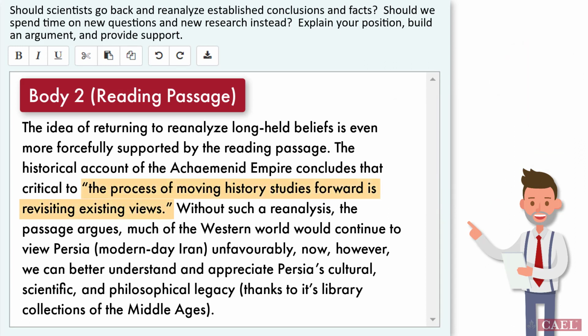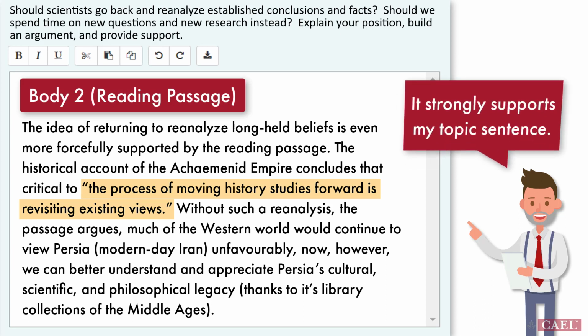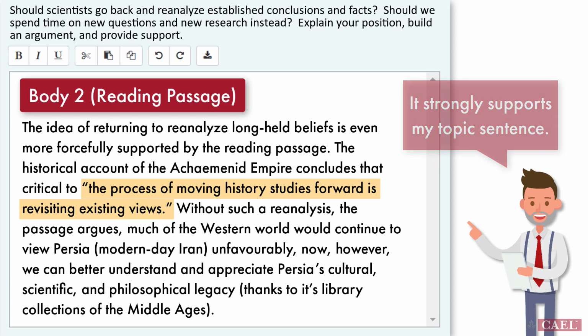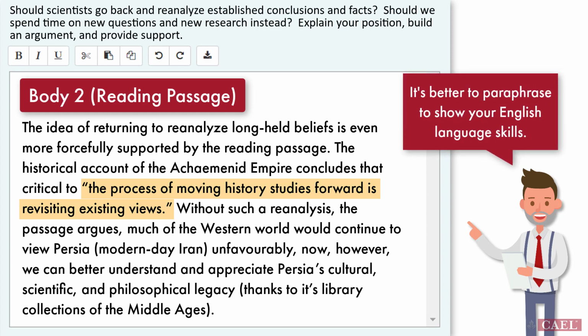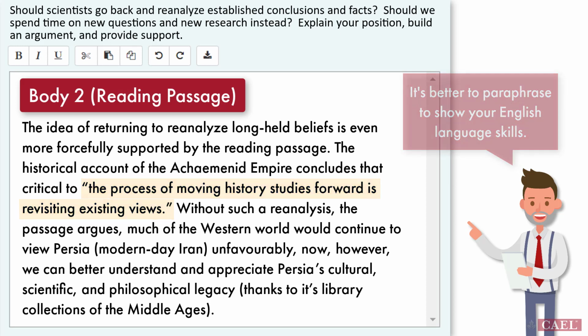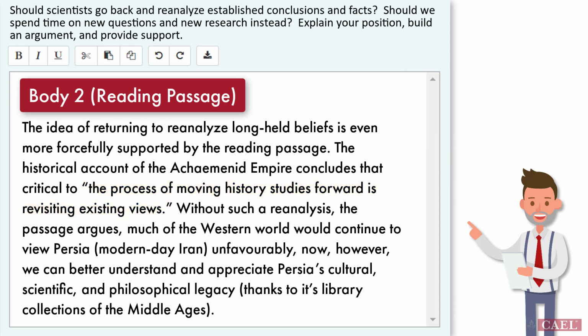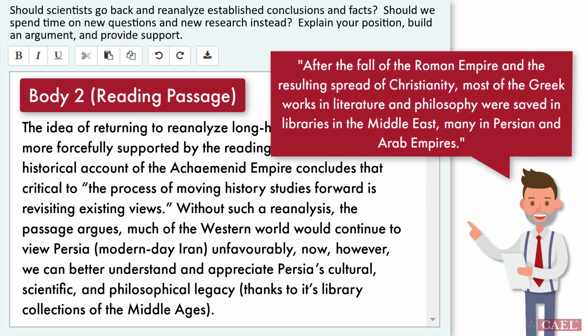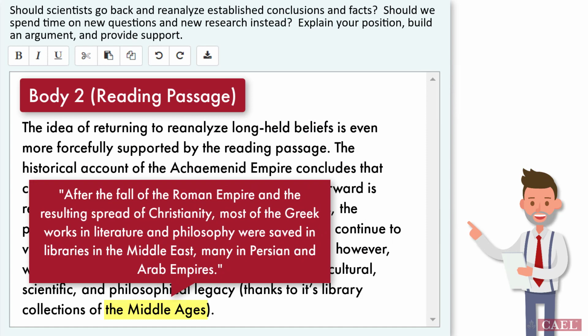I quote it here once because the quote is a strong one in support of my topic sentence. But it's better, more often, to paraphrase to show my own English language skills, not someone else's. For example, I paraphrase this bit from the passage as simply the Middle Ages.